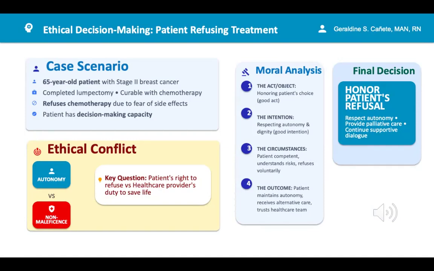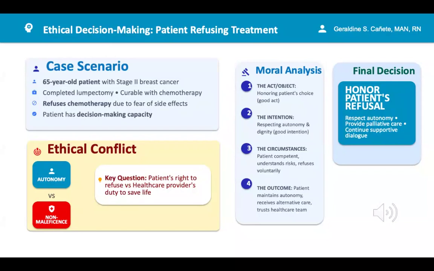Let's now explore the ethical principles. From an autonomy perspective, the patient has the right to make her own decisions about her medical care, even if those decisions seem unwise or harmful to others. The right is based on the principle of self-determination and the belief that individuals have the right to control their own bodies and their own lives. So, what are some arguments in favor of respecting the patient's autonomy in this case?